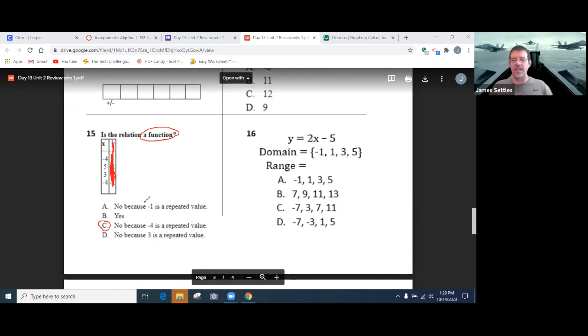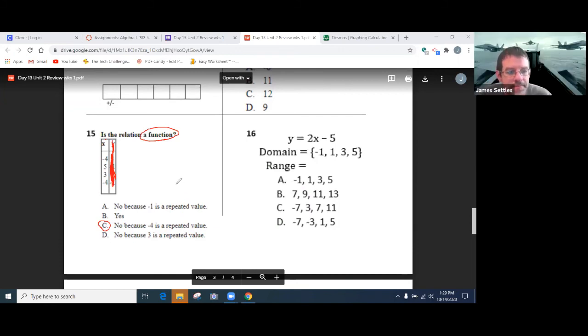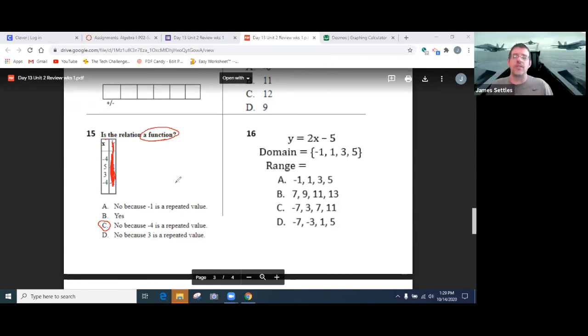It could also say things like, x's, it has more than one y. X's can't repeat. I mean, it could just simply say no because x's can't repeat. So it could say it a bunch of different ways. The key there is knowing that it's no because there's 2 of those negative 4's.